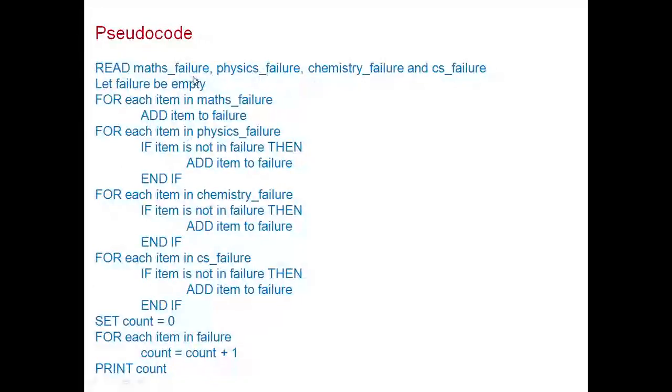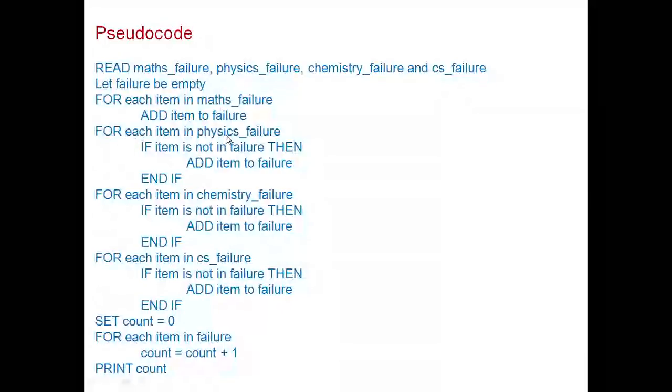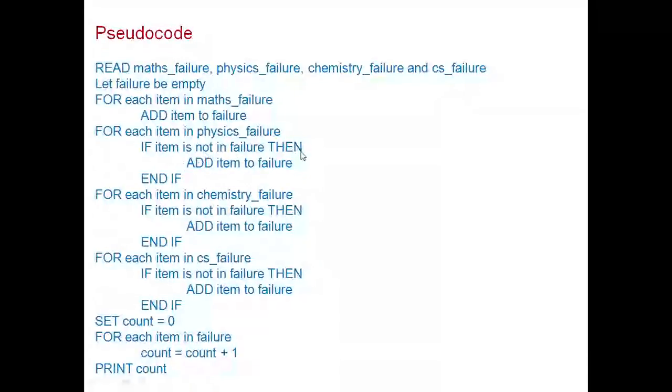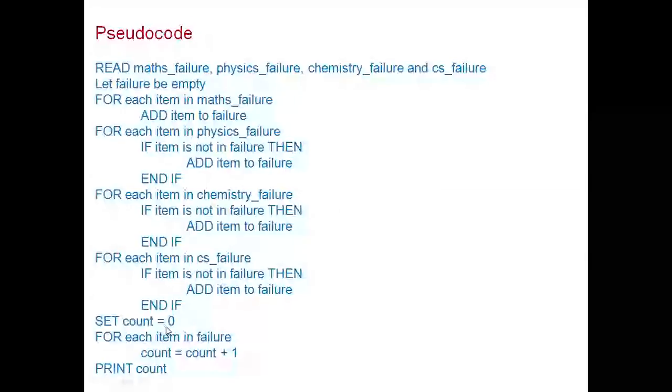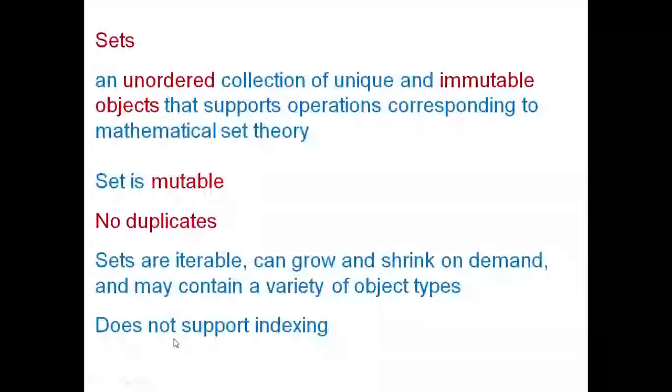When we are processing, we check if the item is not in the failure list. So for each item in physics failure, if item is not in failure, then add the item to failure, because there must not be duplication. Similarly, you do the same thing for chemistry failures and for CS failures. Then you set the count to 0, and for each item in failure, you say count equals count plus 1, and then print count. This is the pseudocode for the particular problem.